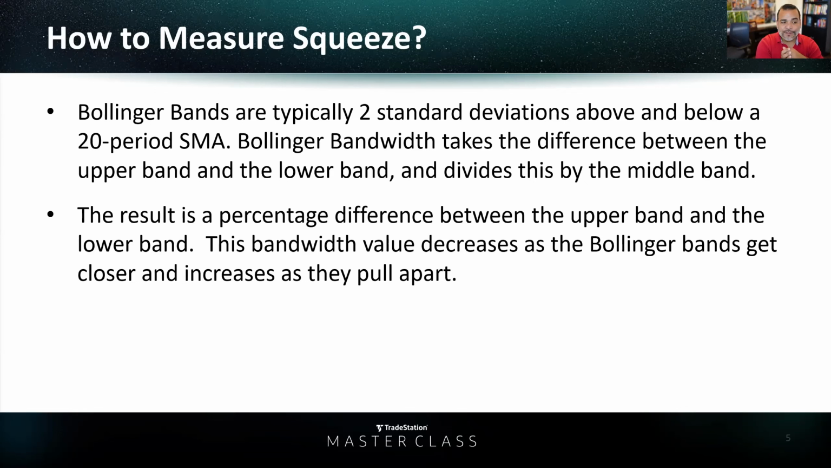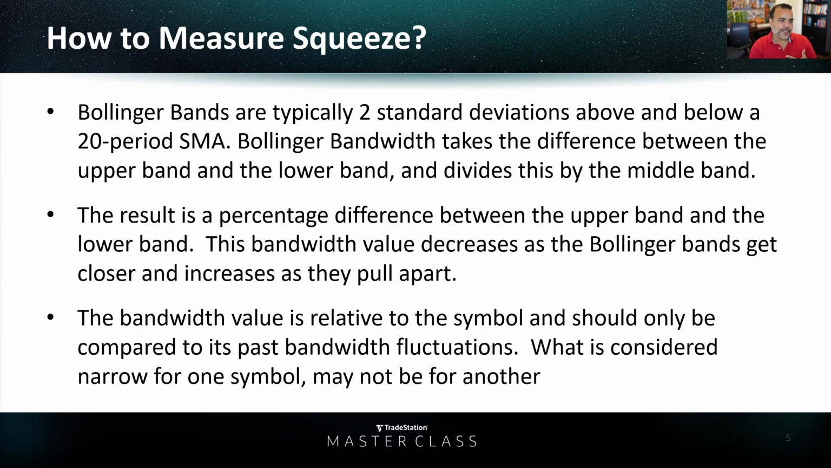The bandwidth value decreases as the Bollinger Bands get closer and increases as they pull apart. An interesting concept, and it's all with the intention of measuring the squeeze. I want to take a look at some of the values and how to interpret them. The bandwidth value, though, is relative to the symbol and should only be compared to its past bandwidth fluctuations.